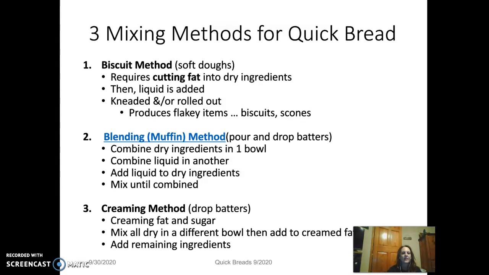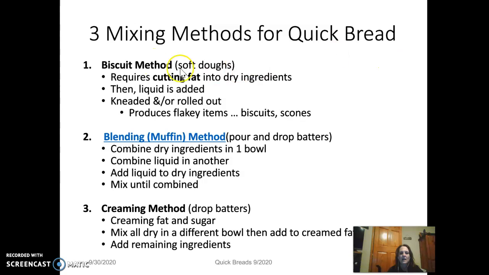And then the last method is something that you've already done as well when you made cookies. It's called the creaming method. This is commonly used for drop batters. So what happens is you cream the fat and the sugar together first. That aerates the fat. Then you mix all of the dry ingredients in another bowl, and then you add that to the creamed fat sugar compound, and then you add any of the remaining ingredients. So those are the 3 methods for mixing.